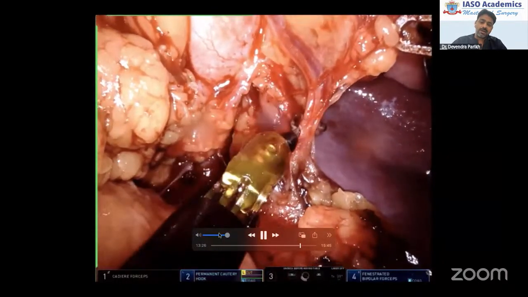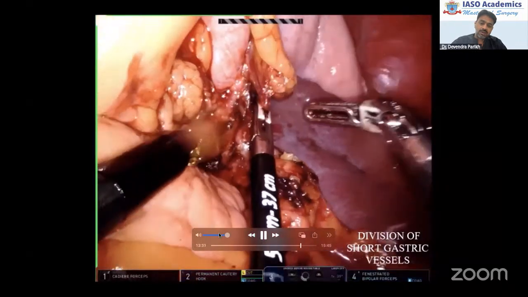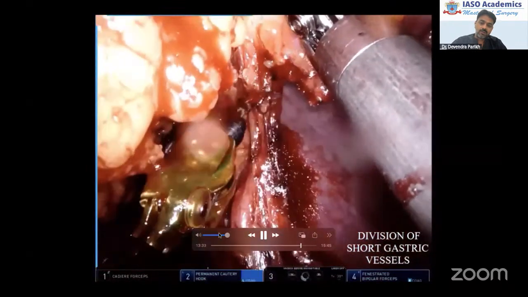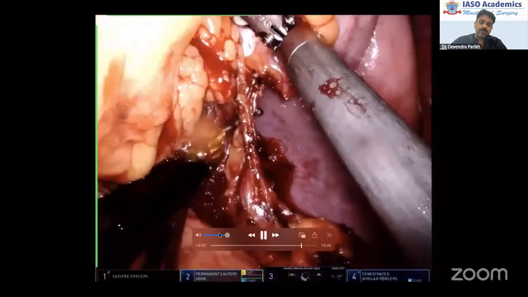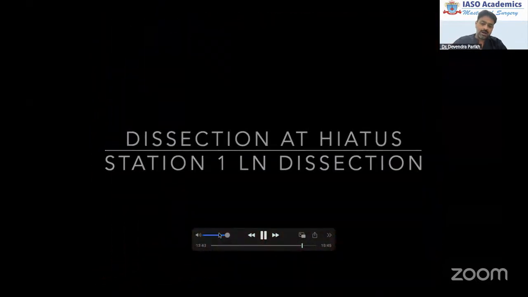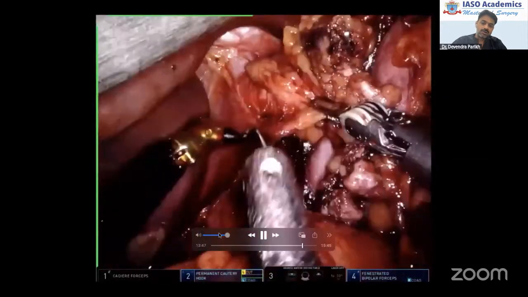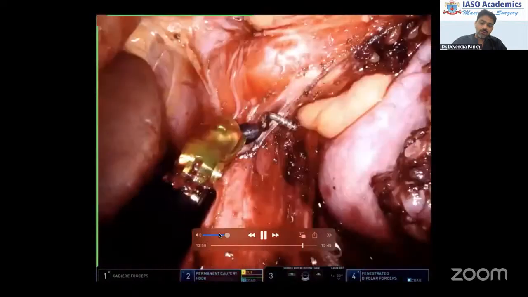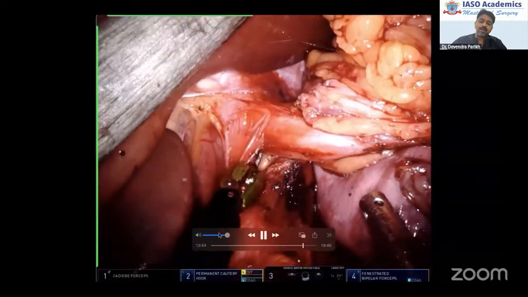Once that is cut, our focus will be to cut the short gastric vessels. So these are the short gastric vessels we are trying to cut from the splenic. And once that's done, we'll be complete with our dissection and the specimen will hang at the level of the vitals, where we need to aggressively dissect all the station 1 lymph nodes, making sure we are not cutting the fibers of the diaphragm unless they are required.